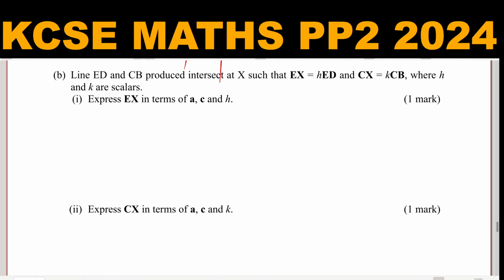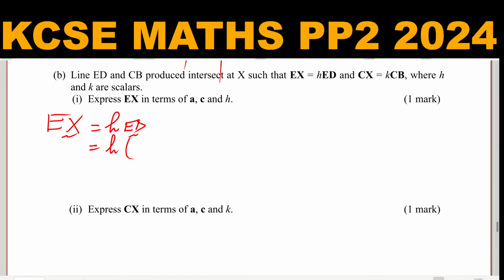Line ED and CB produced intersect at X such that EX is equal to hED and CX is equal to kCB, where h and k are scalars. 1. Express EX in terms of A, C, and h. So EX is equal to hED.